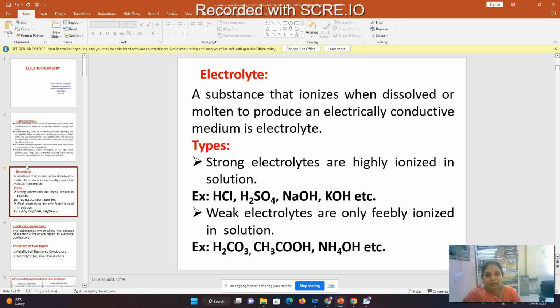So next I would like to discuss what is the meaning of electrolyte. An electrolyte is a substance that ionizes when dissolved or molten to produce an electrically conductive medium. Electrolytes are classified into two types: strong electrolytes and weak electrolytes. Strong electrolytes are highly ionized in solution. Example: HCl, H2SO4, NaOH, KOH, etc. Weak electrolytes are those only weakly ionized in solution. Example: carbonic acid, acetic acid, ammonium hydroxide, etc.